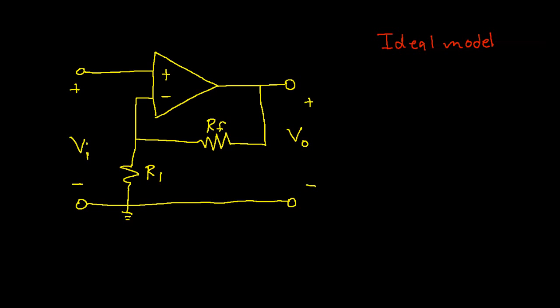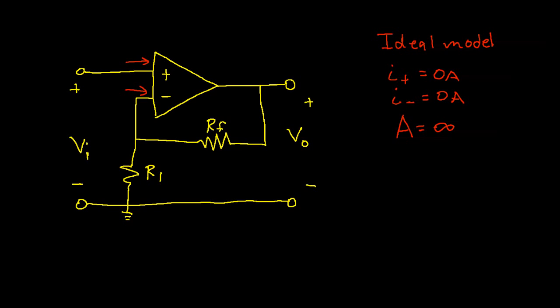This model makes the following approximations to the op-amp. The first is that the current flowing into the non-inverting input is 0, and the current flowing into the inverting input is 0. So the idea here is we have infinite input impedance. The other assumption that we make is that the gain of the op-amp is essentially infinite. This approximation has some very interesting implications which I'll try to explain.